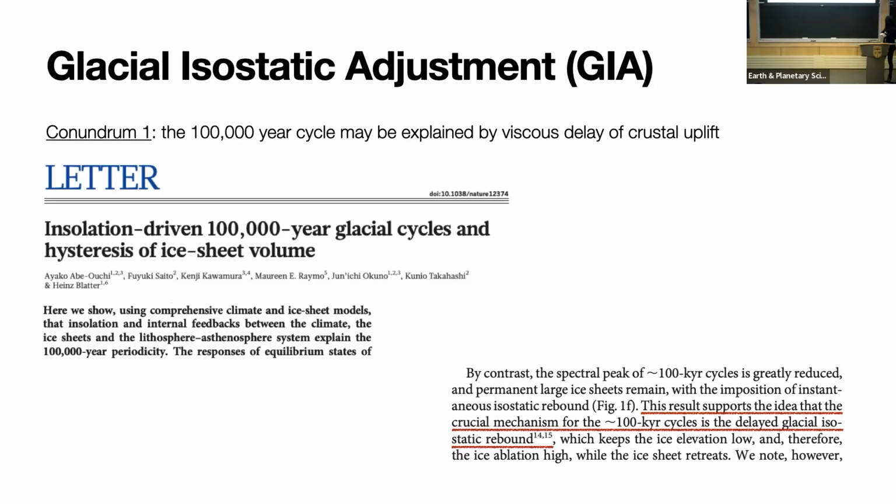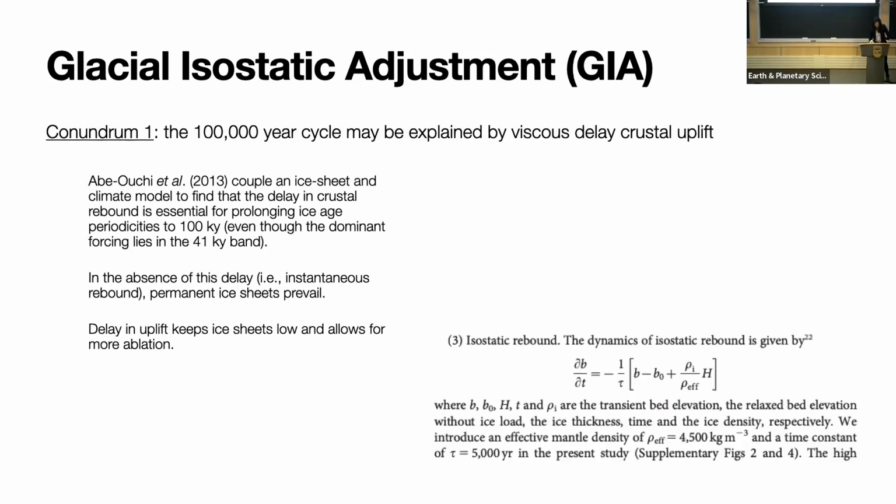And I've just pulled a line directly from this paper, and it's here. This result supports the idea that the crucial mechanism for the 100,000 year cycles is the delayed glacial isostatic rebound. So even in all the things they were factoring in for a full climate model and a full ice dynamics model, what they actually found, it was GIA that controlled or enabled their 100,000 year ice cycles.